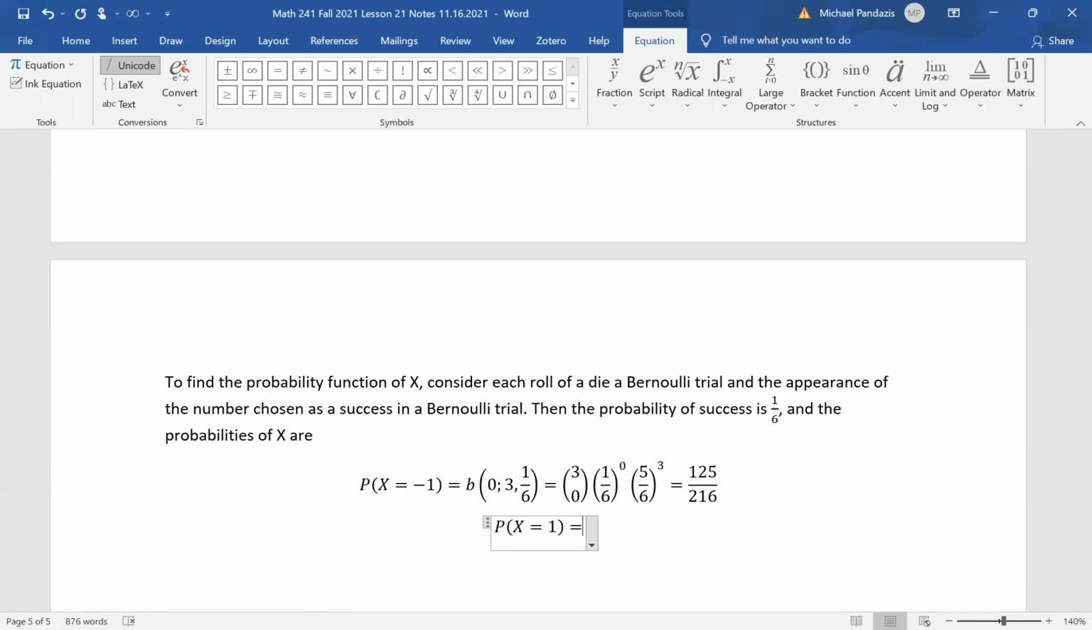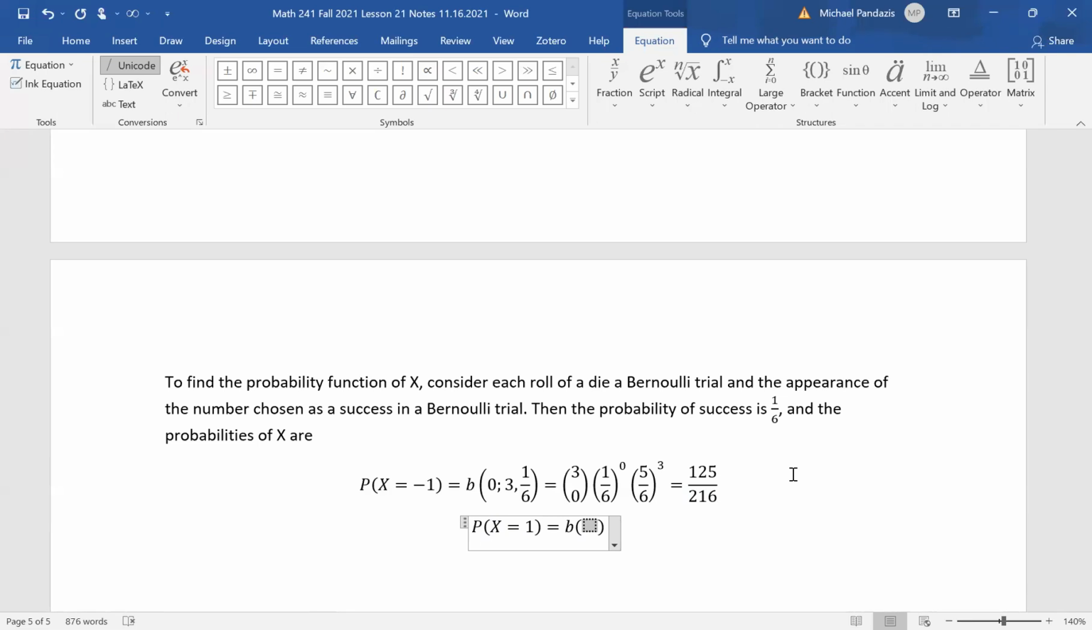Okay, well, this is the probability that when you roll the 3 dice, the number you chose appears exactly once. Because if it appears exactly once, you make $2 after paying $1 to play the game. So you pay $1 to play the game, you make $2, it's a net gain of 1. That happens when the number you chose appears exactly once.